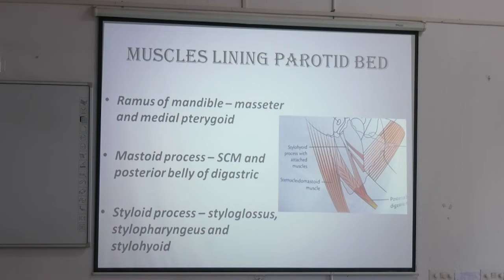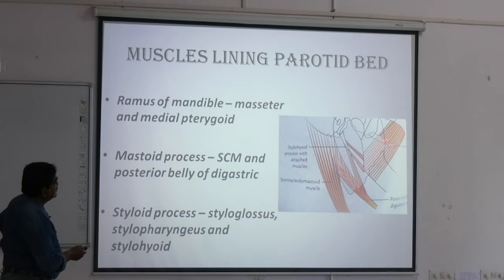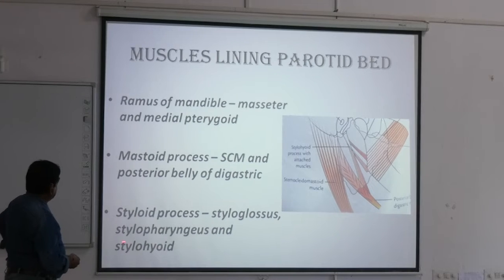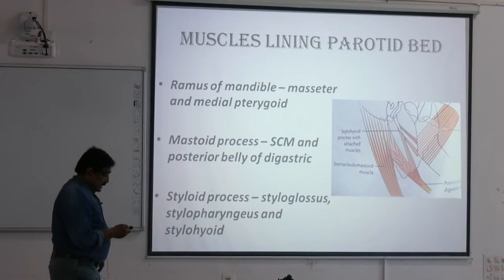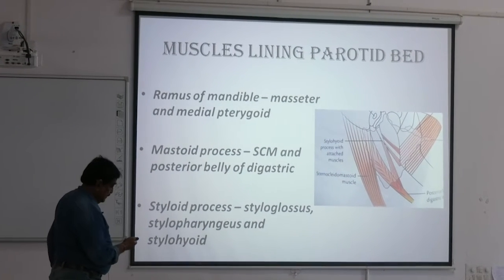Now, muscles lining the parotid bed. Ramus of the mandible, masseter and the medial pterygoid. Mastoid process, posterior belly of the digastric. Styloid process, styloglossus, stylopharyngeus and stylohyoid. These are the muscles here, three muscles arising from the styloid process.